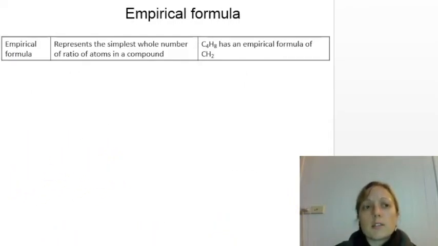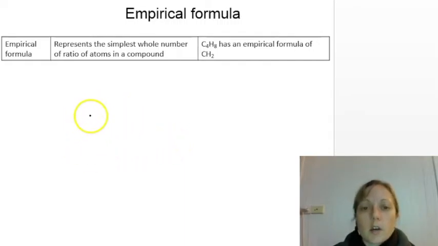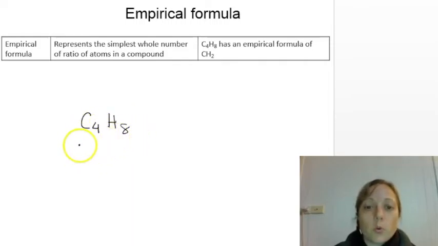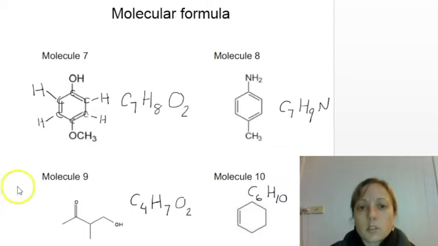The empirical formula is similar to the molecular formula, except that it expresses it in its simplest ratio. So for the example C4H8, we can divide both of these by 4 and we can end up with CH2. Now this is not the number of carbons and hydrogens in the molecule, but it is the ratio of carbons to hydrogens. So if we go back to our molecules here, the only one where we can actually pull out a common factor is molecule 10, and we could pull out a common factor of 2, so we could make it C3H5 as our ratio.